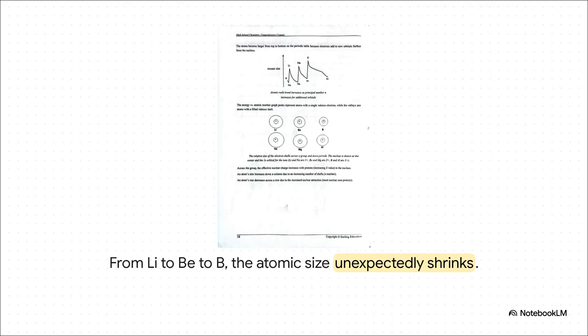We start with lithium here. Now we move one spot to the right to beryllium. It has more protons, more electrons, but look at that, it's smaller. And then we move again over to boron and it shrinks even more. So what's going on? What force is so strong that it's overpowering the fact that we're adding more material?